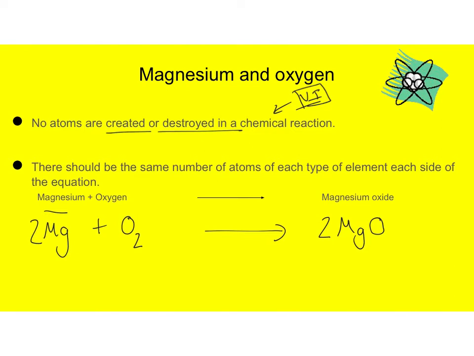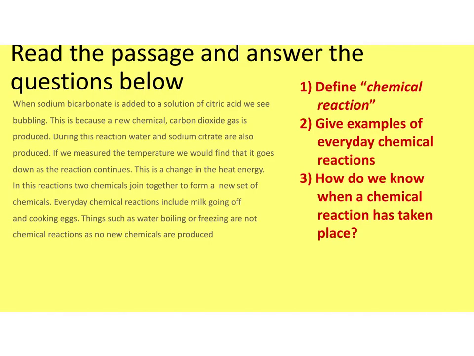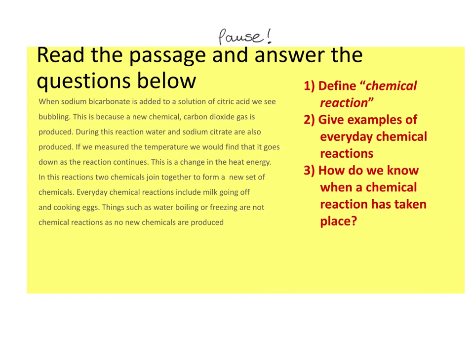So nothing is destroyed. If you didn't have oxygen or something on this side, you don't then just end up with a helium on this side. Okay, nothing is created or destroyed. So you've started with 2 oxygens, you end up with 2 oxygens. So what I'd like you to do, again, pause the screen. Read this passage about chemical reactions and then have a go at 3 questions on the side.